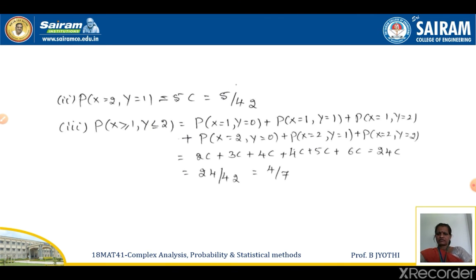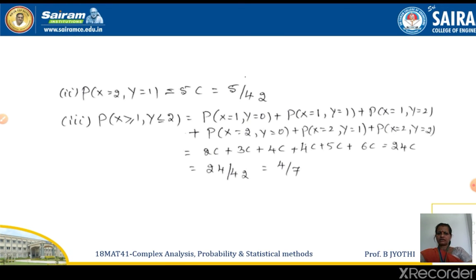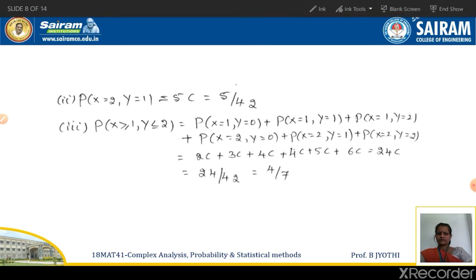The c value is obtained. So here what they have asked us to find out is p when x is 2 and y is 1. So when x is 2 and y is 1, you can look at the previous table.